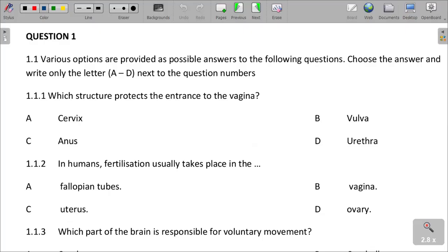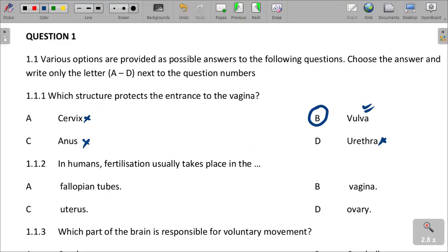If you look at the entrance, the cervix is not protecting the entrance. Remember, it is inside, and it is responsible for labor pains during pregnancy. The cervix is there for contraction and relaxation of the vagina and reproductive organ to prepare for birth. The anus is not related or connected to the vagina. The urethra is in the male, on the penis. So the structure that protects the entrance to the vagina is the valve, which is called the hymen.